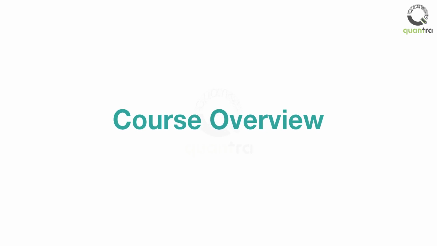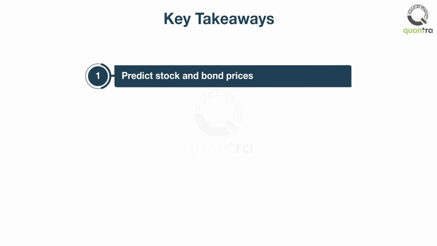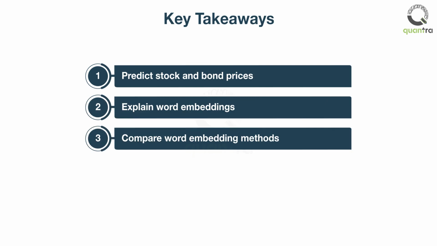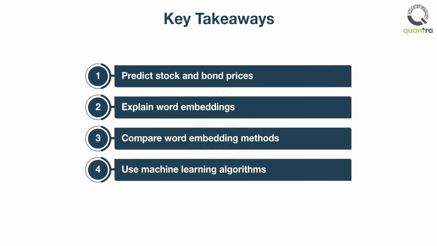The objective of this course is to get you acquainted with the application of natural language processing in trading. After completing this course, you will be able to predict stock and bond prices using news sentiment data, explain word embeddings, define and compare various word embedding methods, such as bag of words, TF-IDF, Word2Vec, and BERT, and use machine learning algorithms to generate sentiment from news headlines.